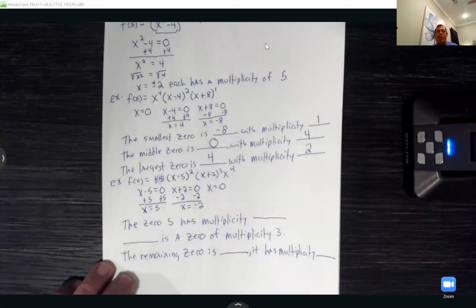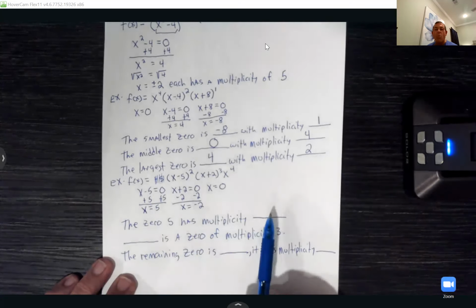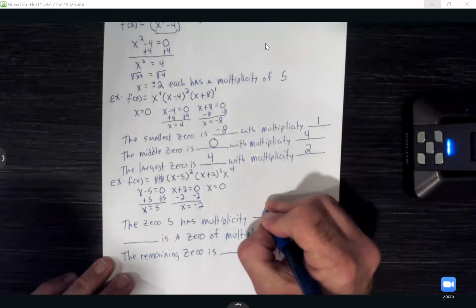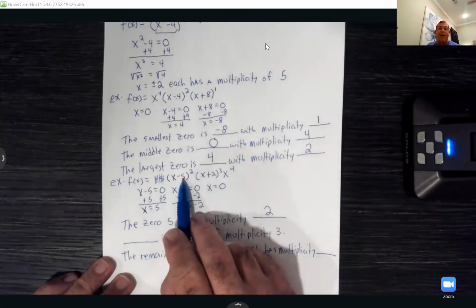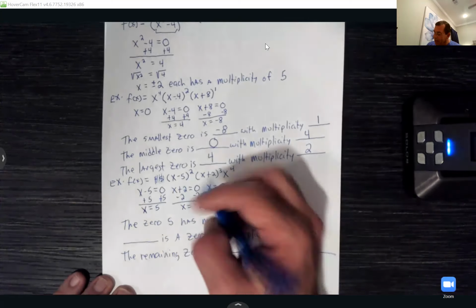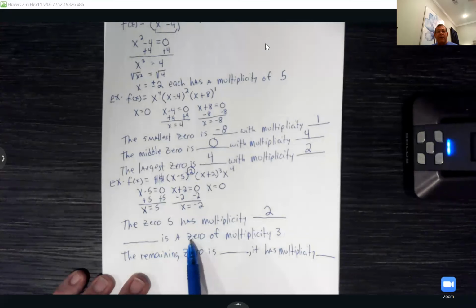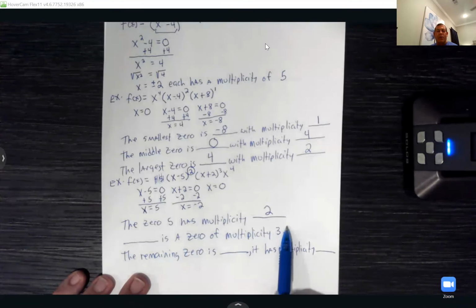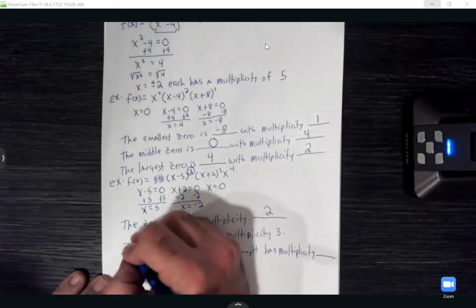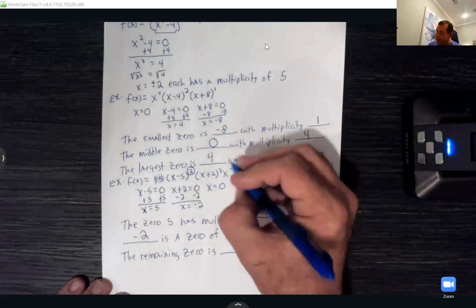All right, so let's see what we're about to put in these blanks. So the 0, 5 has a multiplicity of what? 2. There you go, 2. So you got to look up here at which factor we got that 0 from, and we got it from the x minus 5 factor, and its multiplicity was sitting on the outside, a 2. All righty, how about this one? Blank is a 0 of multiplicity 3. -2. So -2, because that's the 0 we got from the only factor that had that 3 sitting by it.